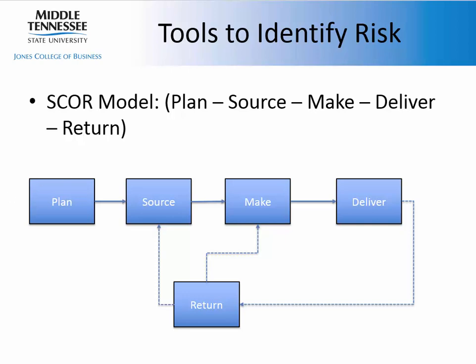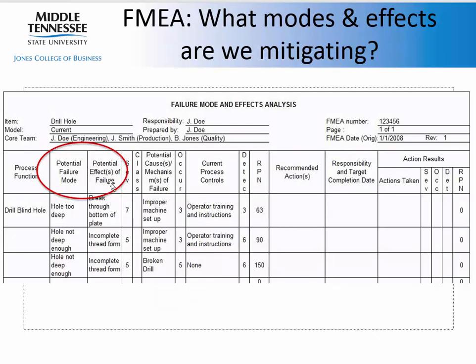Let's go on to the actual model, failure modes and effects analysis. At first, what modes and effects are we mitigating, or trying to reduce the risk of? So the process function, this is an example that is actually from ASQ, the American Society for Quality, and they had this drilled blind hole, and potential failure modes. The hole could be too deep, or the hole could be not deep enough. And some of the effects, if it's too deep, then you break through the bottom of the plate. That severity is very high.